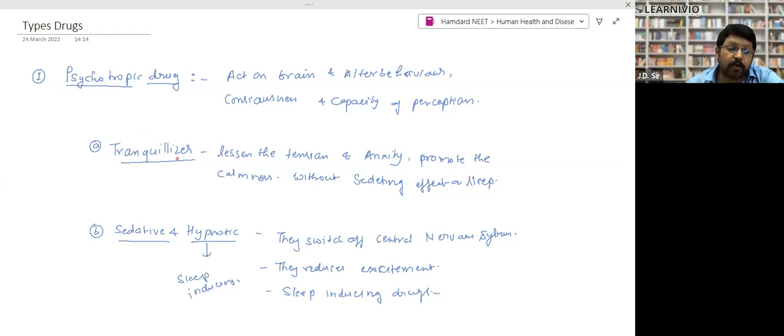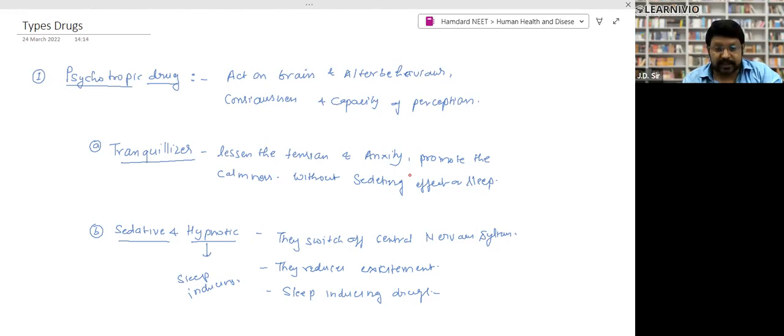The next category is tranquilizer. Tranquilizers lessen tension and anxiety and promote calmness without sedatory effect, meaning the person will not sleep, but they will calm the person down. Normally, for those who are mad or very hyperactive, these drugs are given as an injection during medication, not drug abuse, so the person calms down and further medication can be done. The person will remain active but calm.